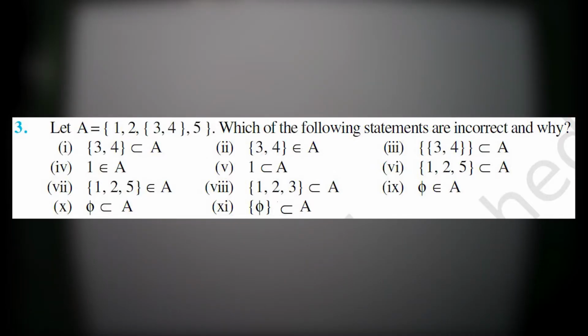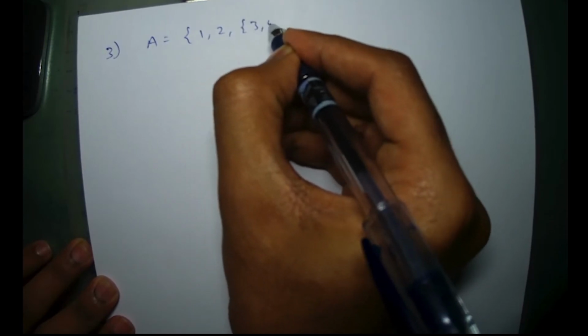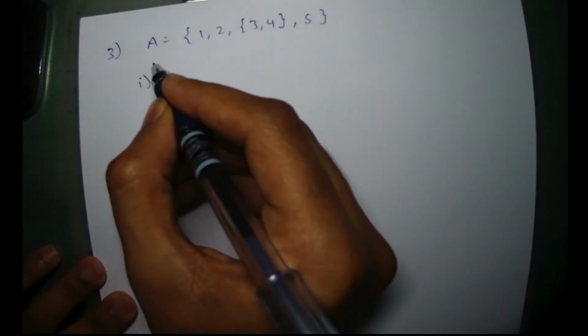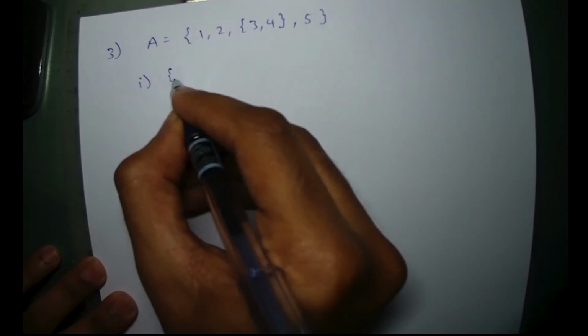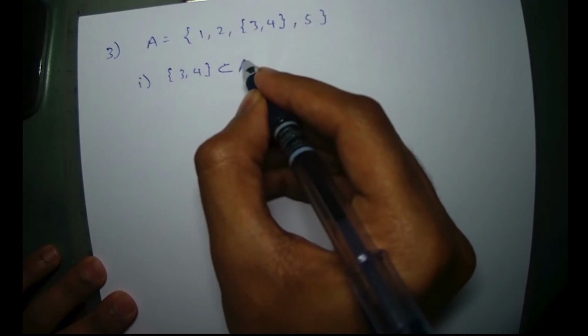Third question: let set A equal 1, 2, 3, 4, 5. Which of the following statements are incorrect and why? So we have been given that set A is equal to 1, 2, and we have another set 3, 4, which is a part of set A as well, and 5. So the first statement is that 3, 4 is a subset of A.